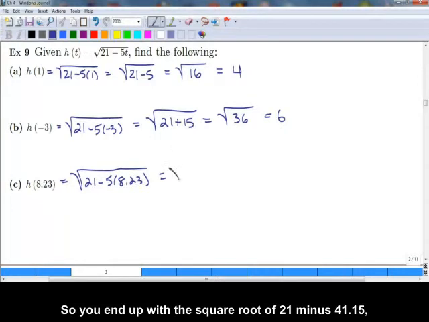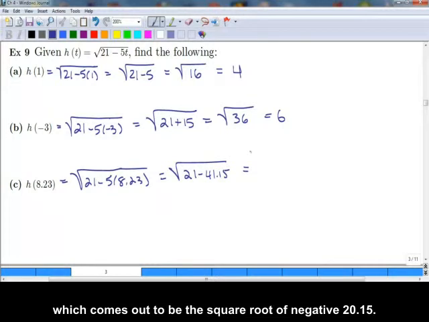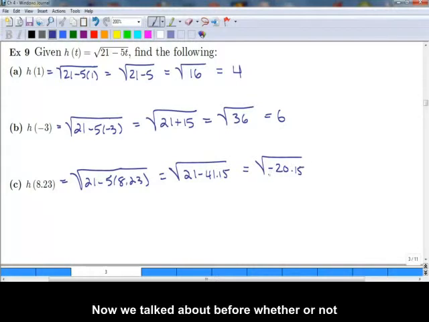So you end up with the square root of 21 minus 41.15, which comes out to be the square root of negative 20.15. Now, we talked about before whether or not you can take a square root of a negative number.